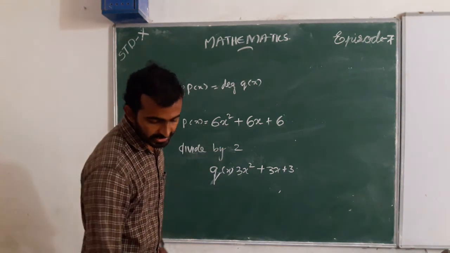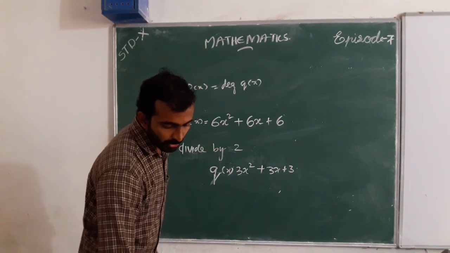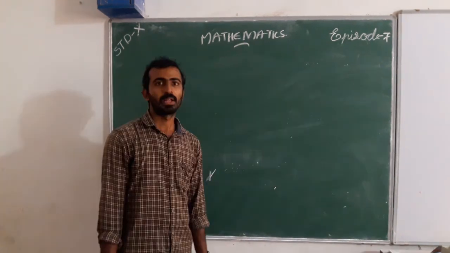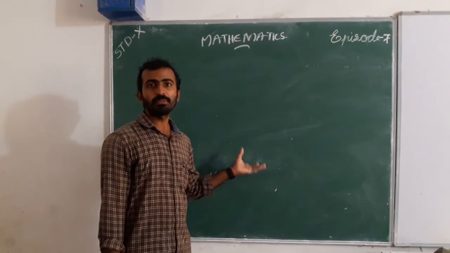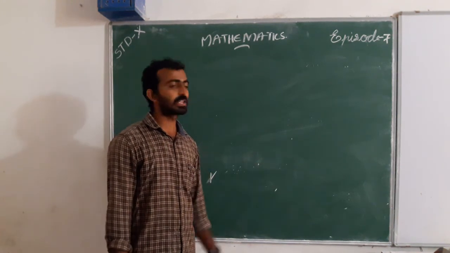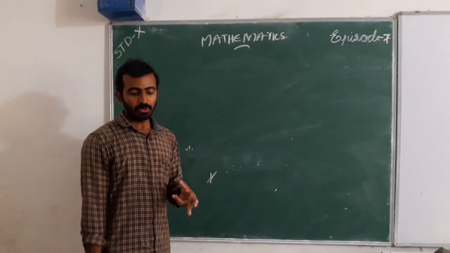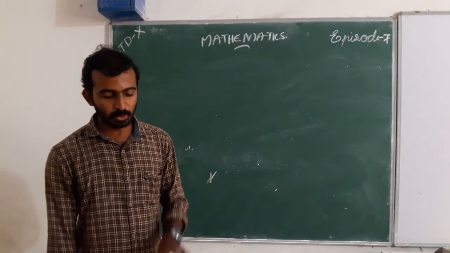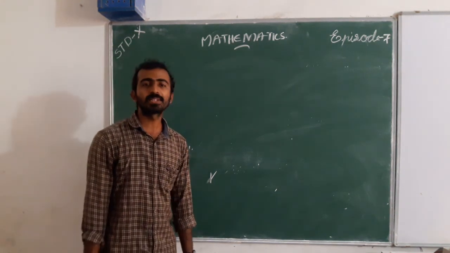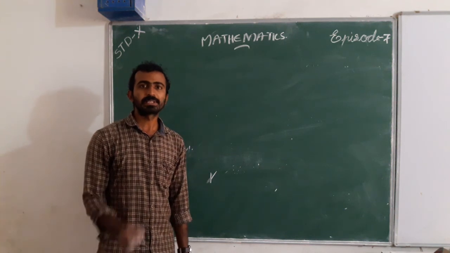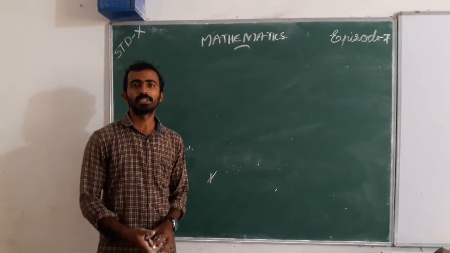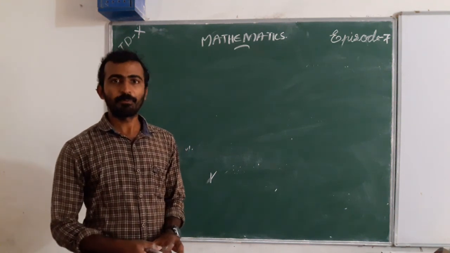Next one is, what is the next one? Following this we can find the degree of p of x equal to degree of q of x. And next two more questions in exercise 2.3. That's all your homework. Please write in your notebook and make them easy to find.